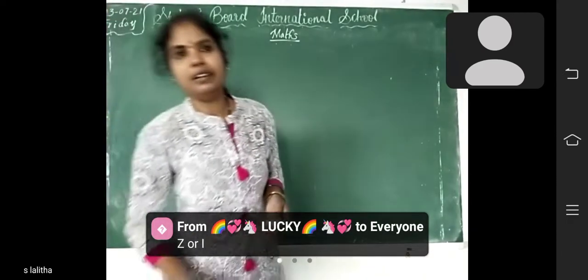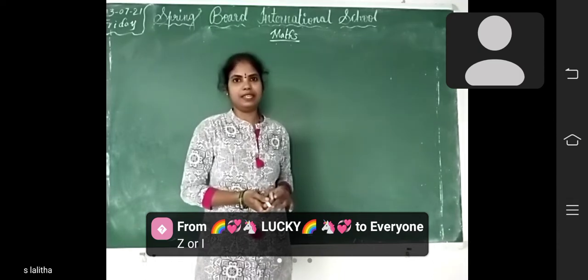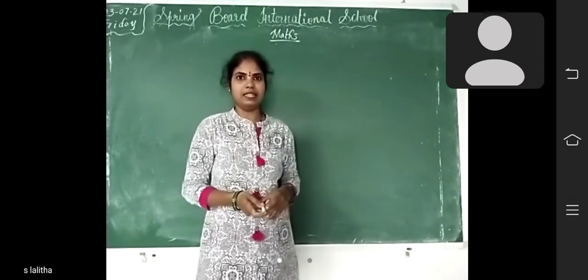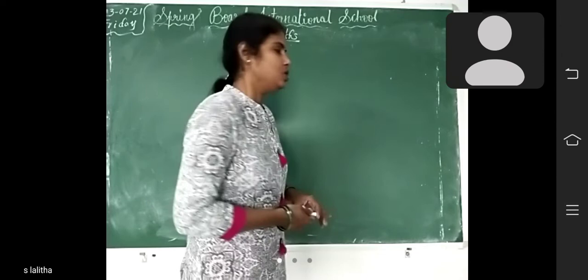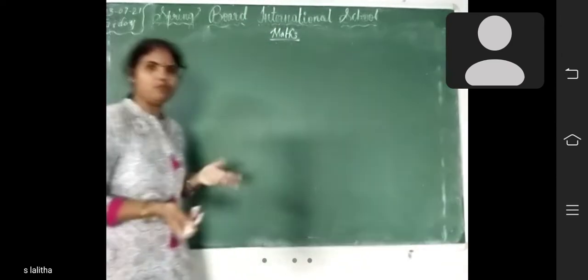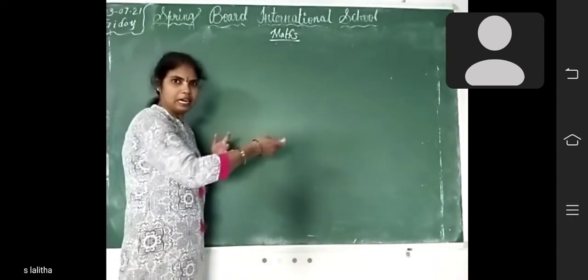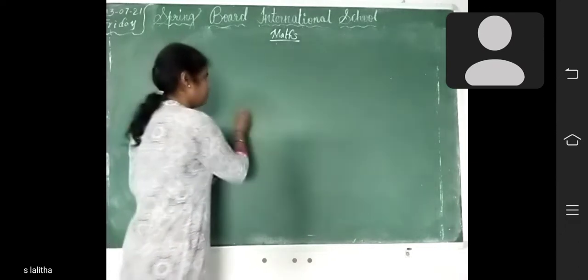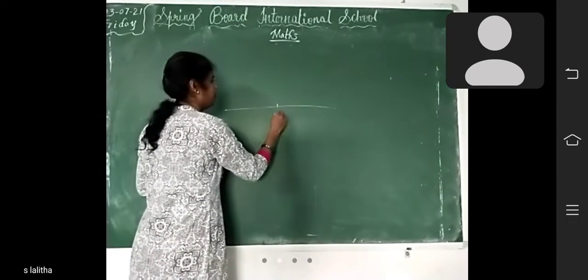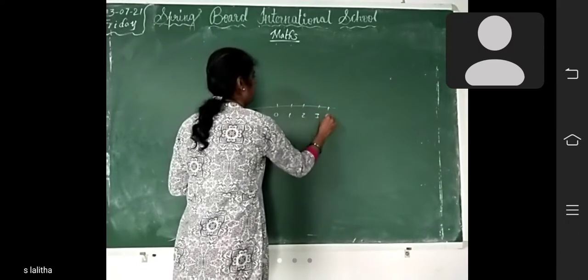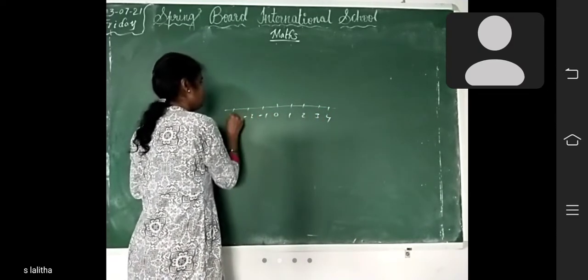Next, what did we learn? Addition of integers. Already we learned it in the previous classes, that is the 6th class. So you just have to revise that one. Addition of integers means what? On the number line, you just have to draw 1, 2, 3, 4, minus 1, minus 2, minus 3.